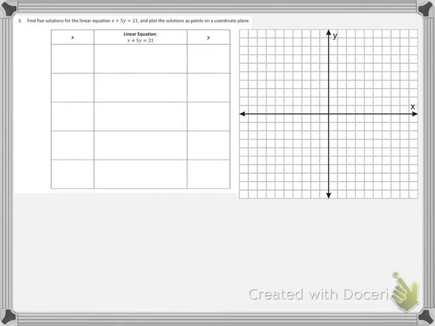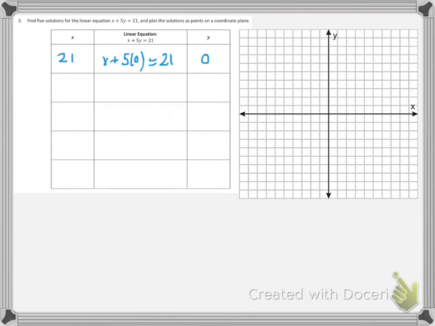Okay, number 3, x plus 5y equals 21. This time I'm going to substitute for y. Since my y has a coefficient, I'm going to put some numbers in for y. And let's say if y is 0, then we get x plus 5 times 0 is equal to 21. And that would give us 5 times 0 is 0, so x is 21.